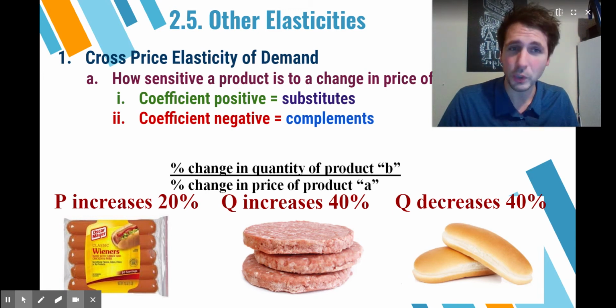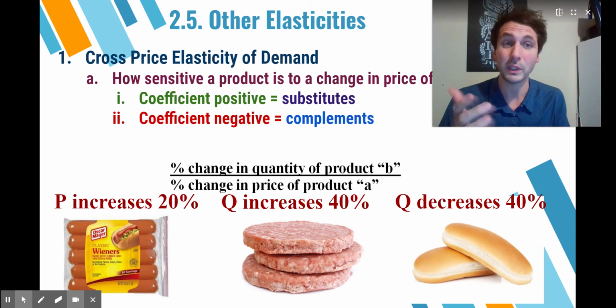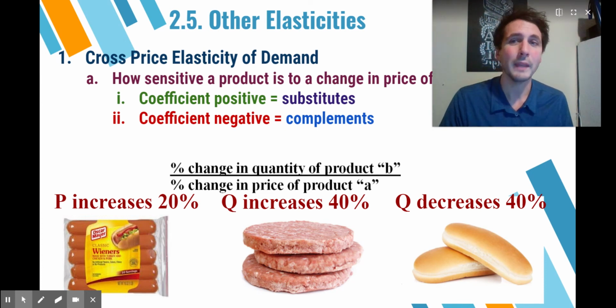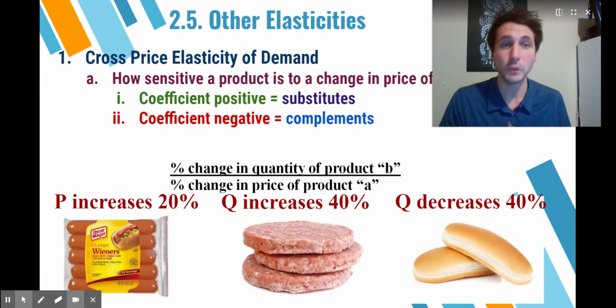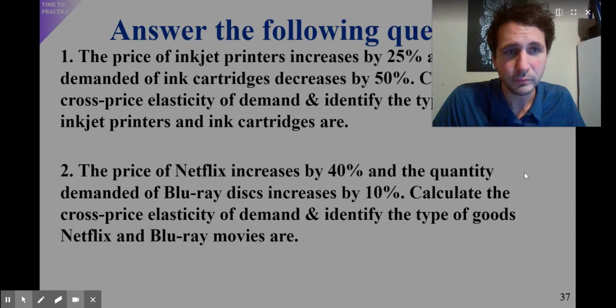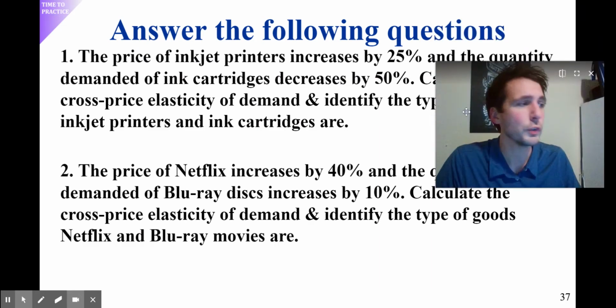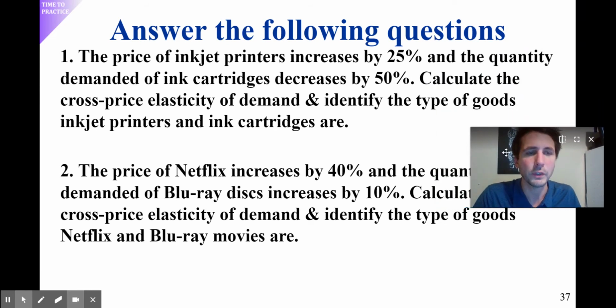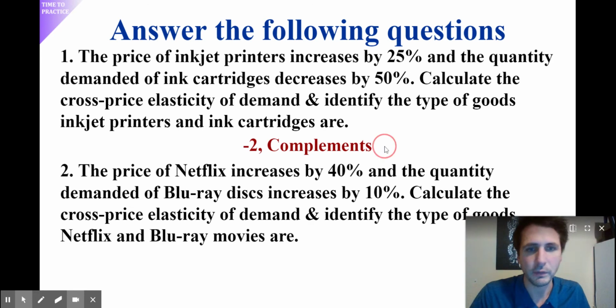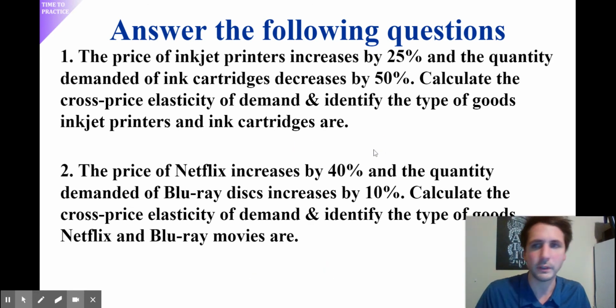The way this normally shows up is they'll give you an equation or they'll give you numbers or they'll even just give you a coefficient. You'll have to know that a positive coefficient is a substitute, positive substitutes, and then negative complements. Okay, we have two questions here, just practice questions for you. So I just gave you the answer and I gave you the other answer. Okay, we're going to pretend that didn't happen.